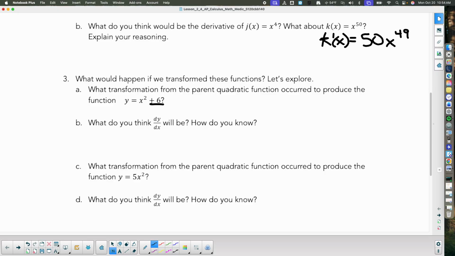Okay, so the derivative for this one, because it's not f of x, it's y, we would write y prime. What would be the derivative of x squared plus 6? 2x. Perfect. Now, there's 2 ways to approach this. One is exactly how I just phrased it. The plus 6 just raises it up 6, and it won't change the slopes.